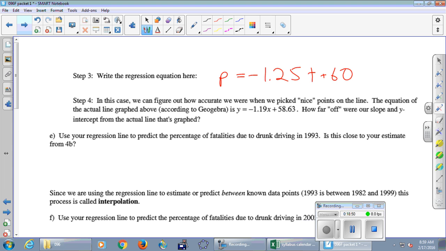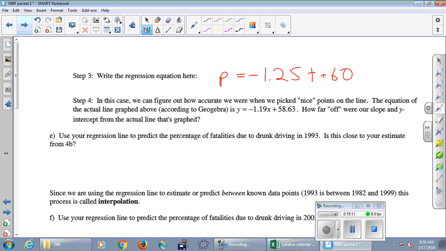Step 4. In this case, we can figure out how accurate we were when we picked nice points on the line. The equation of the actual line graphed above, according to GeoGebra, which is the piece of software that I used to make that graph. The equation was y equals negative 1.19x plus 58.63. How far off were our slope and y-intercept from the actual line?